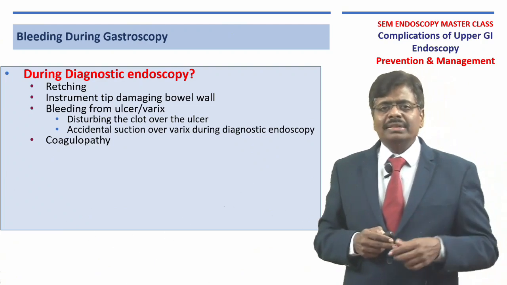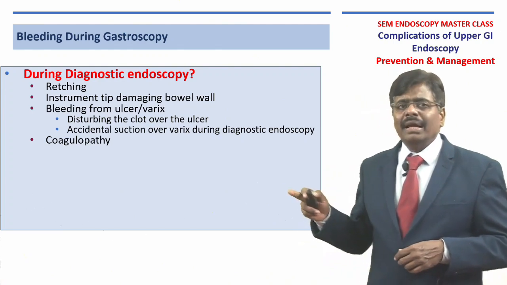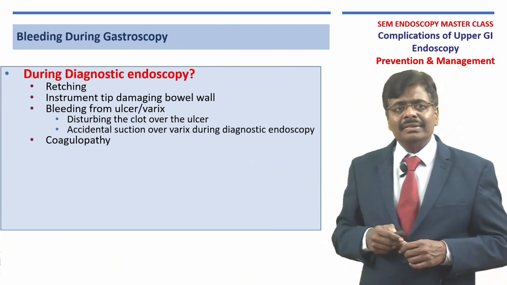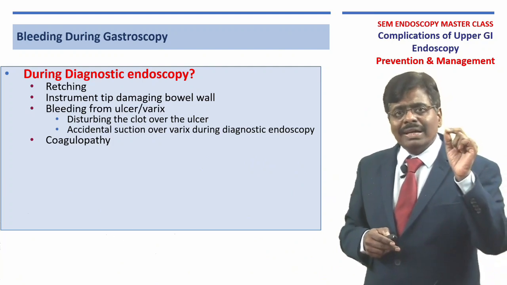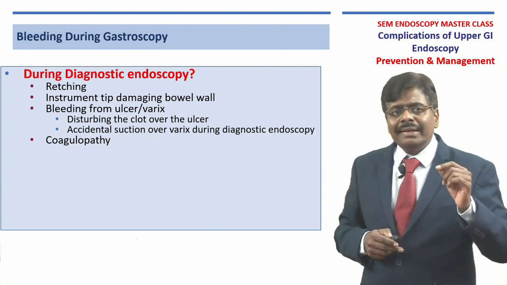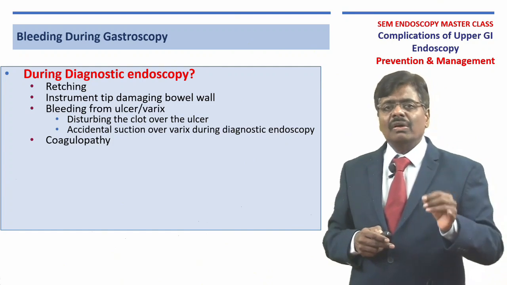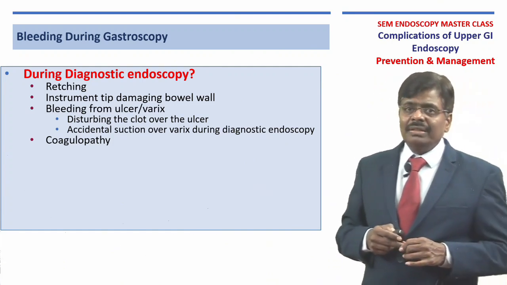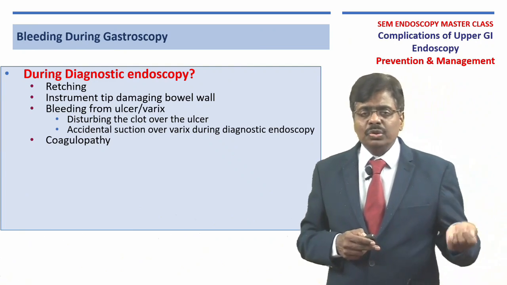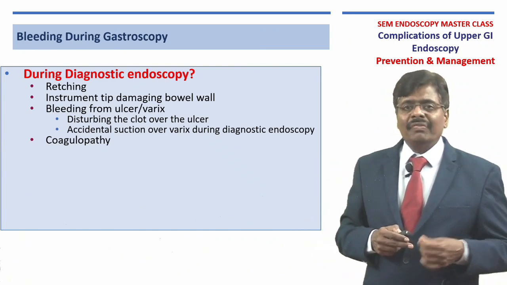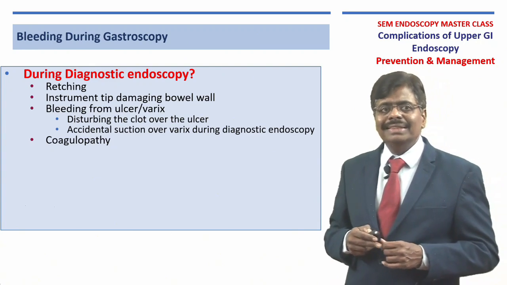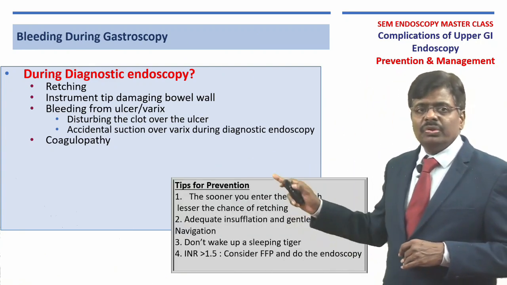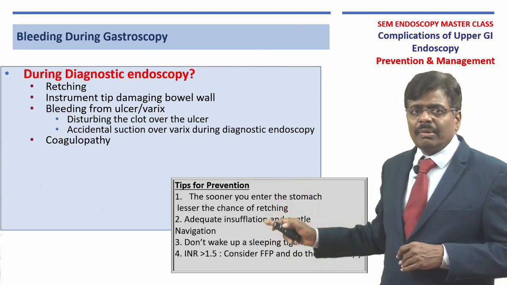Second, unwanted repeated suction, the tip can damage the bowel wall. Or if the patient is a known case of varix or an ulcer, if you directly suck those areas, it can initiate bleeding by dislodging the clot or damaging the mucosa over the varix. Or if you have done a colonoscopy or endoscopy too soon without doing an INR, for example, in a patient with chronic liver disease with a coagulopathy, it can happen even in a diagnostic procedure. So, these are the things I want to recommend to you.